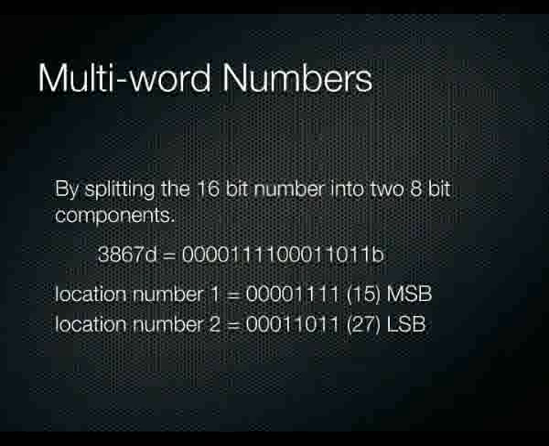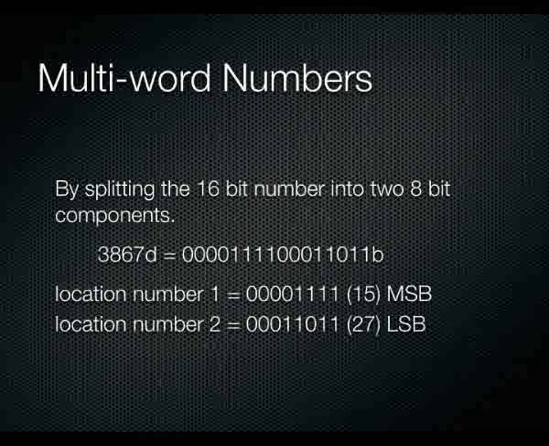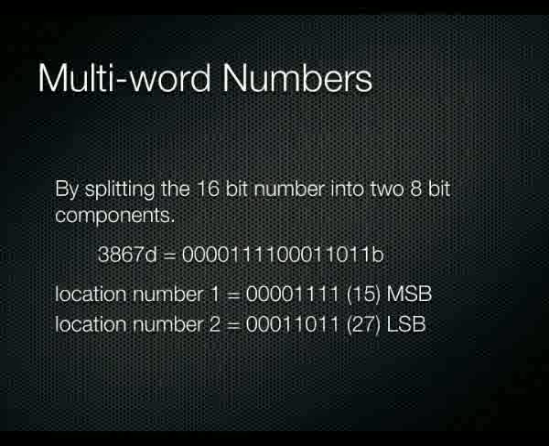Okay, what we can do is split the number up into two 8-bit numbers. We take that 16-bit number and split it into two 8-bit components, and we label those 8-bit numbers as the most significant byte and the least significant byte. Therefore we can see which 8 bits are the least significant digits and which 8 bits are the most significant. And we put them in two locations: location number 1 for the MSB, location number 2 for the LSB.